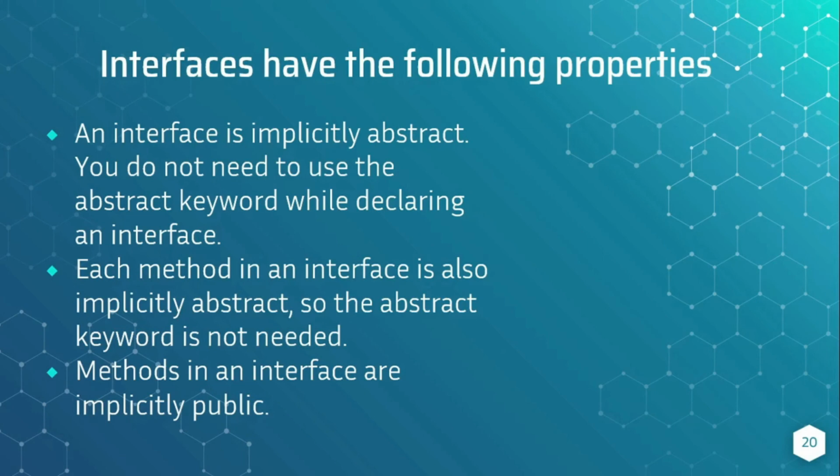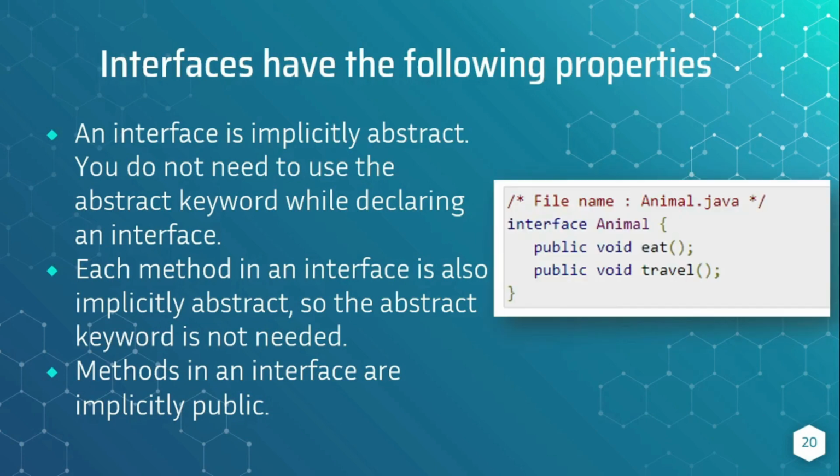Interfaces have the following properties. An interface is implicitly abstract. You do not need to use the abstract keyword while declaring an interface. Each method in an interface is also implicitly abstract, so the abstract keyword is not needed. Methods in an interface are implicitly public. So this is an example of how you code the interface in Java. So we have here Animal.java. We declare the keyword interface, then the name of the interface. Then we declare the public void eat and the public void travel.